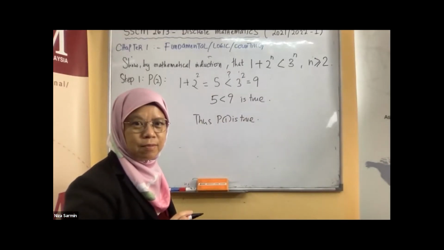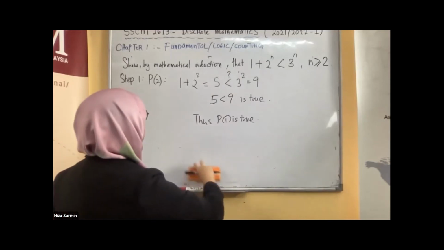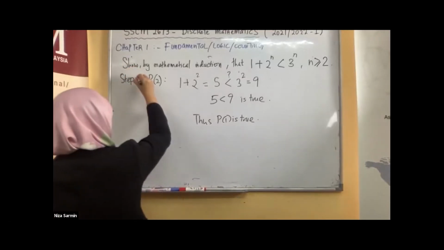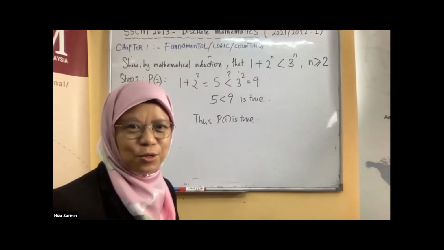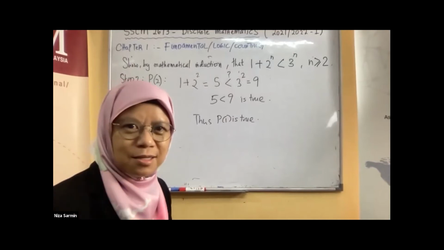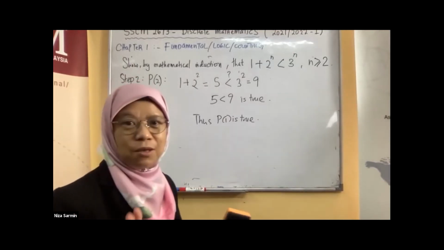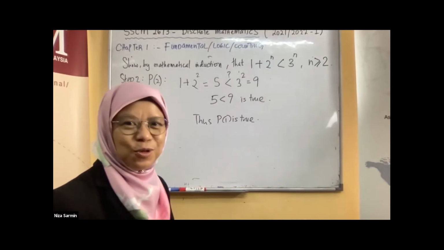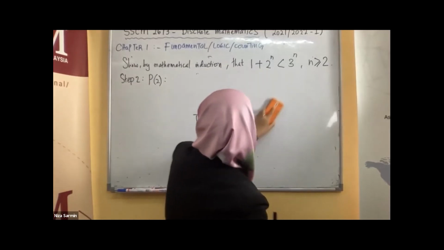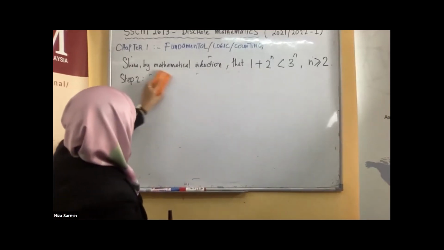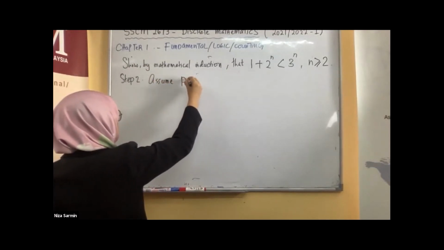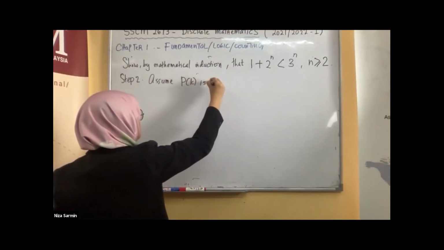All right, so now you go to step 2. When I said okay, you automatically have to say either okay or you show me at least. If nobody shows it, it means I have to wait, you haven't finished, you want to write something. Okay. Step 2. Assume Pk is true.